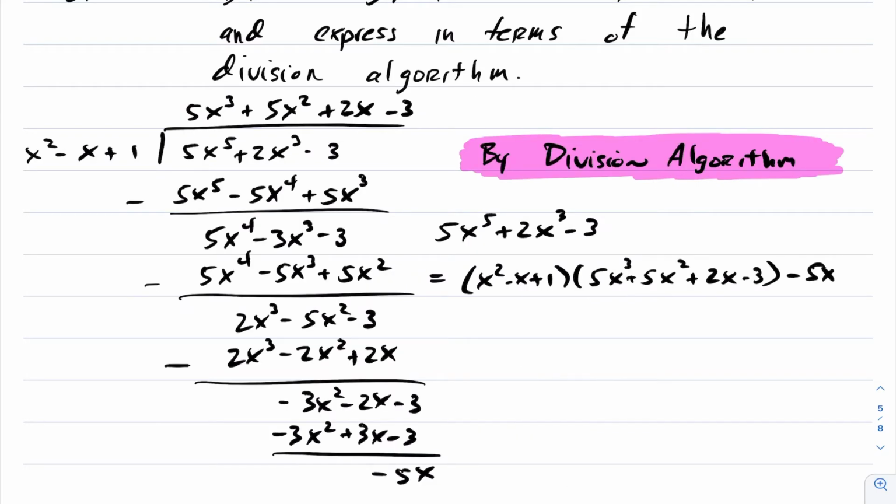By the division algorithm, we have our polynomial is equal to our divisor times our quotient plus our remainder. And notice here the degree of our remainder is 1 and the degree of our divisor was 2. So that relates to our previous discussion where we discussed that the degree of your remainder must always be less than the degree of your divisor. Let's take a look at another problem.